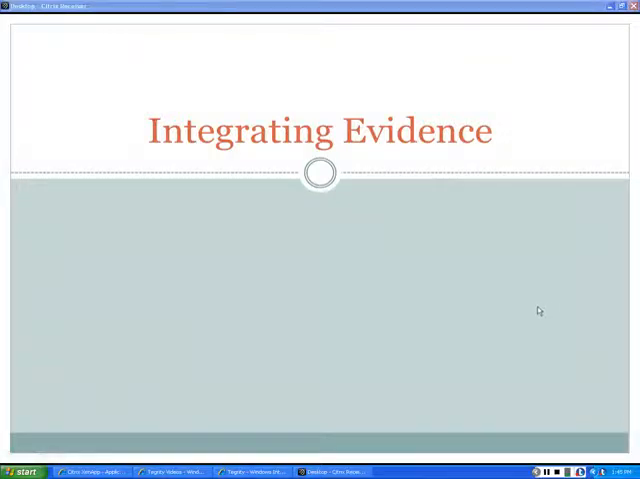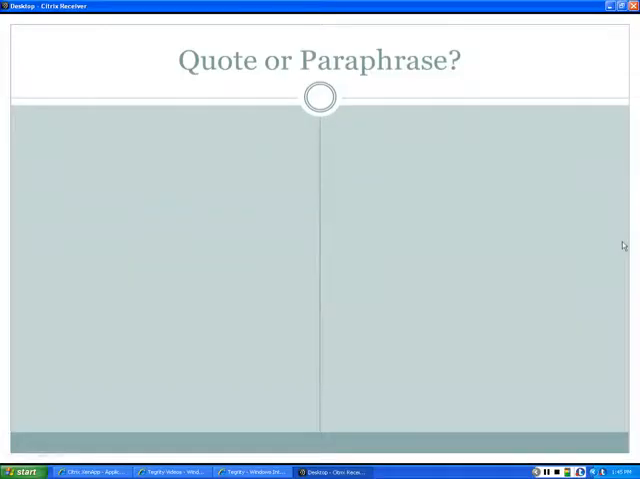Hi, today we're going to talk about integrating evidence into your papers. We're going to start with the question of whether you should quote or paraphrase the evidence that you want to include. There's a few guidelines I can give you. Really, there are only a couple of reasons why we ever use quotations.